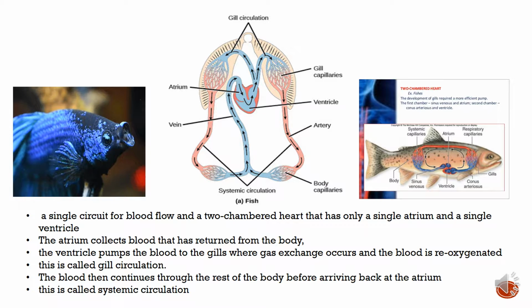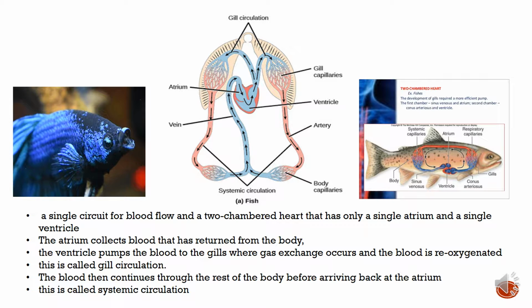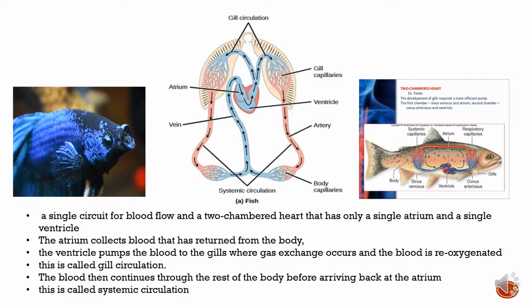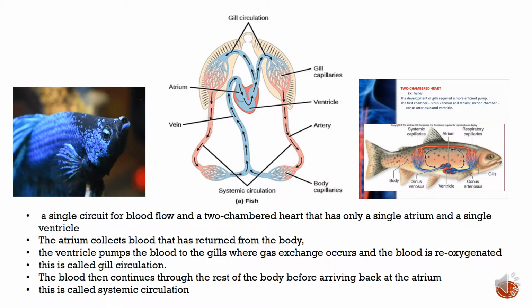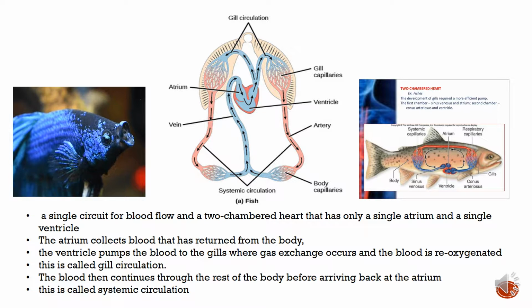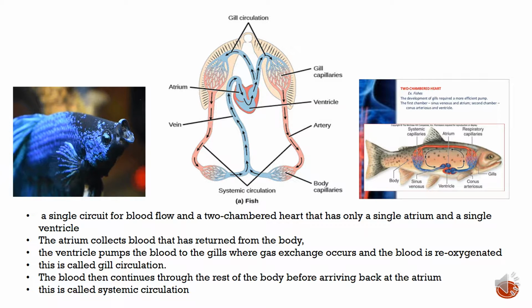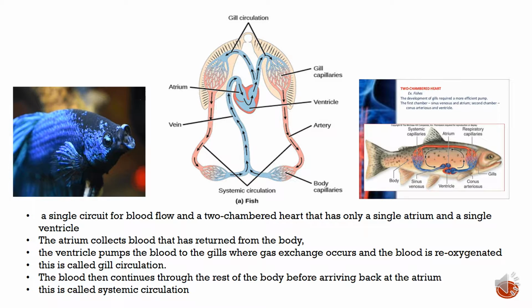The fish cardiovascular system has a single circuit for blood flow and a 2-chambered heart that has only a single atrium and a single ventricle. The atrium collects blood that has returned from the body. The ventricle pumps the blood to the gills where gas exchange occurs and the blood is reoxygenated. This is called gill circulation. The blood then continues through the rest of the body before arriving back at the atrium. This is called systemic circulation.